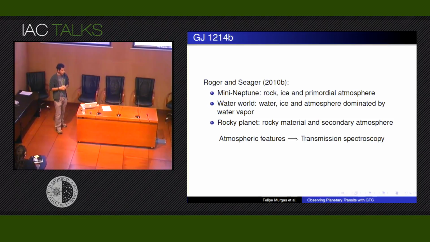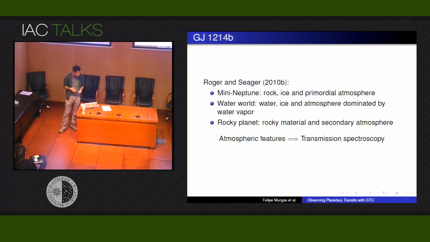So this is where transmission spectroscopy is important, because each of these models gives a different scale height of the atmosphere. So if we can constrain or detect some atmospheric features, we can better constrain which model is the correct one.